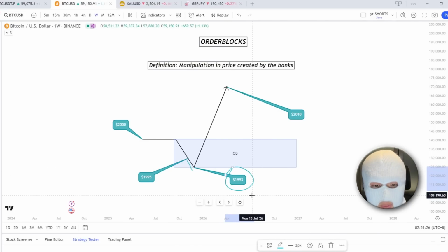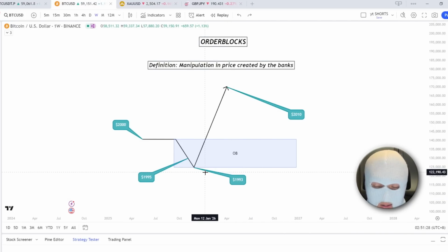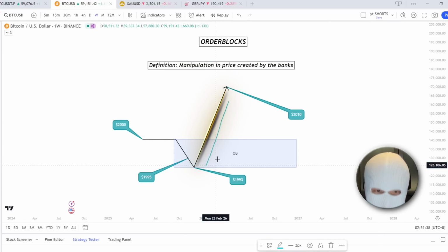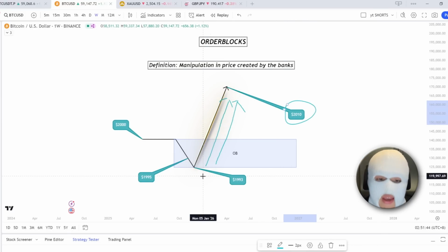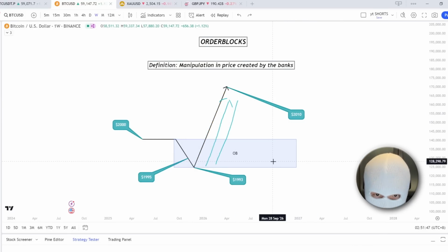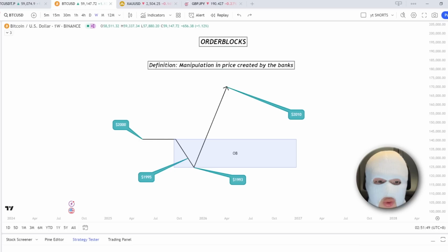And at the 1993 price point, this is where the banks can decide, look, I'm at a $7 discount from the initial market price. It is a great time to buy and start loading up on my buys right now. This is where they put extremely big buy orders at 1993, resulting in price pumping all the way up to 2010, for example. This is the power banks and institutions have. They can manipulate the market to get them the best positions possible.